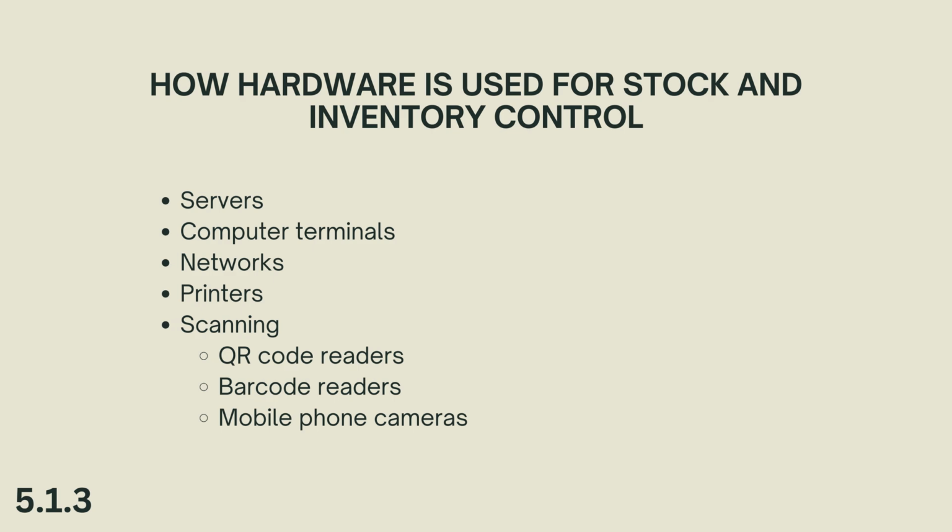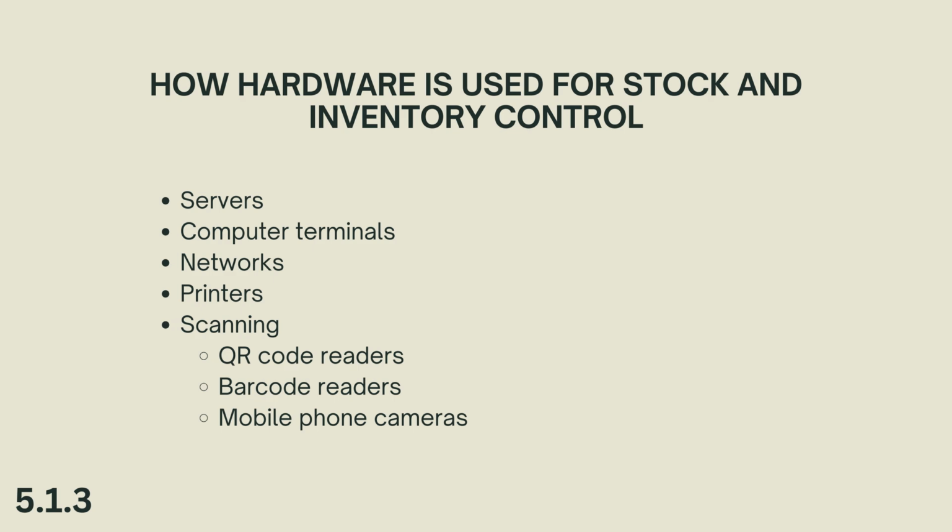Next, we have computer terminals, which allow employees to access and interact with the inventory software. Networks are another critical component. They connect all the hardware elements, enabling seamless communication between devices. Printers are also essential, particularly for producing physical labels and reports. However, the hardware that truly sets modern inventory systems apart is the scanning equipment.